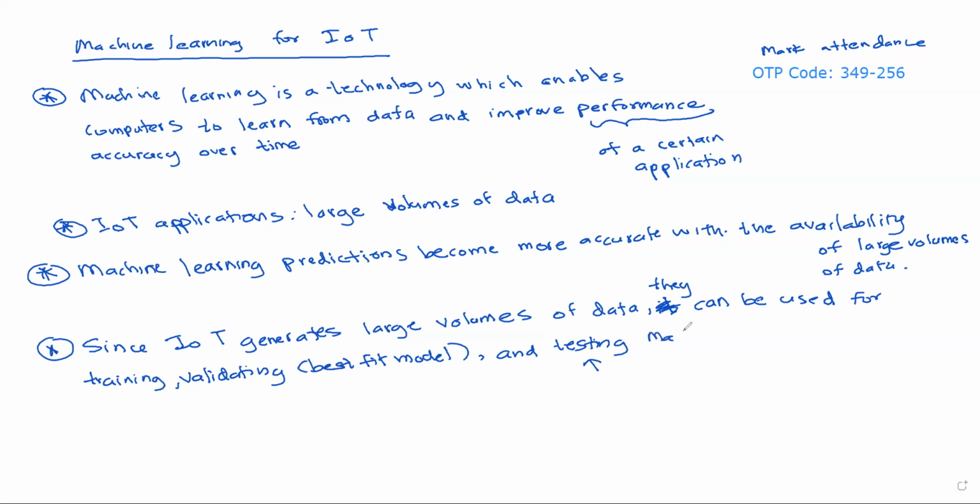So the IoT systems which generate large volumes of data can be used for training, validating, and testing of machine learning models. Apart from that, machine learning techniques can be divided mainly into three types.